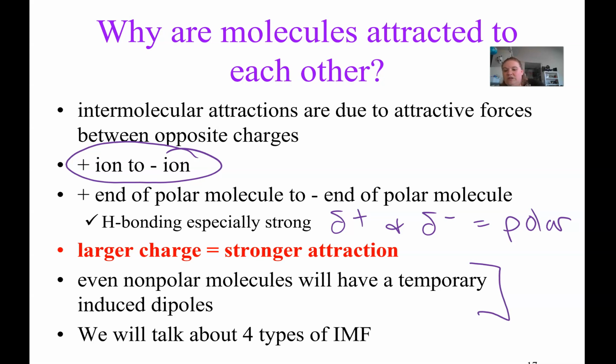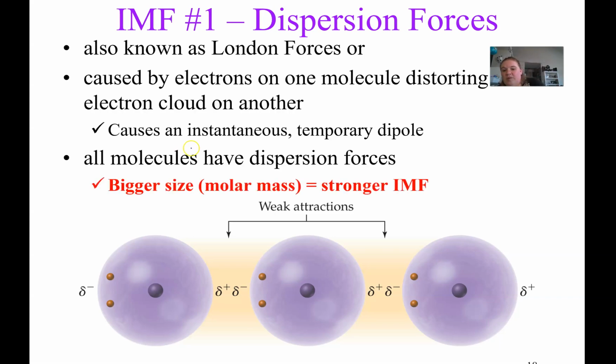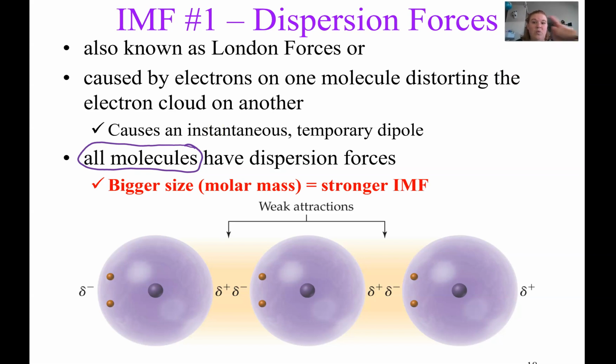Larger charges have stronger attractions. I mentioned this in a previous chapter, but if we have a +2 and a -2, those will be a stronger attraction than a +1 and a -1. We're going to talk about 4 types, in order from weakest to strongest. Our dispersion forces are the weakest out of all the ones we're going to talk about. Dispersion forces exist in all molecules. As we talk about these, we're going to cover where they exist, what type of attraction it is, like where that positive and negative is coming from, and what would cause it to be stronger or weaker. Those are really the 3 key things we want to get through with each of these.